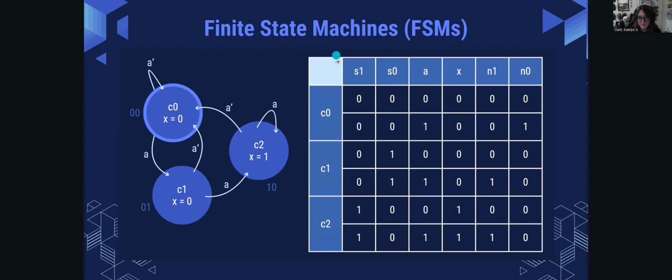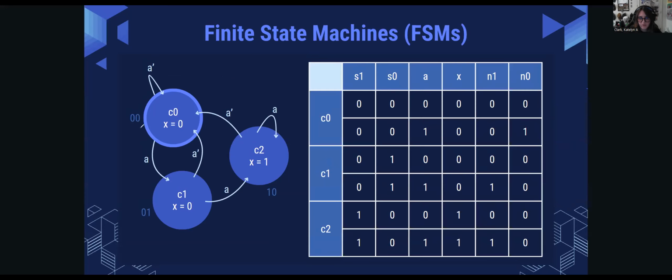So here's an example that I drew up. In this example, I have 3 states. I put another circle around this one because this one is the starting state. My input is A. C0 is what I named my state, and the output is X.